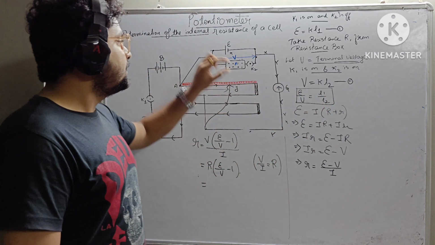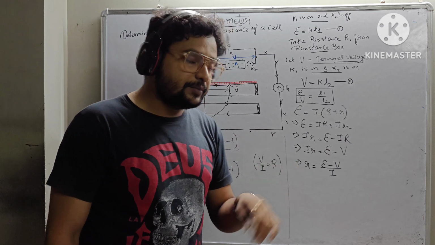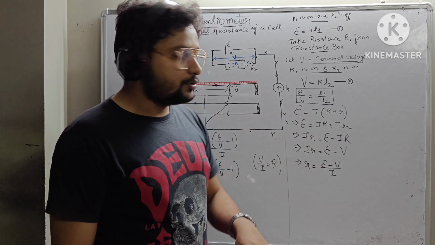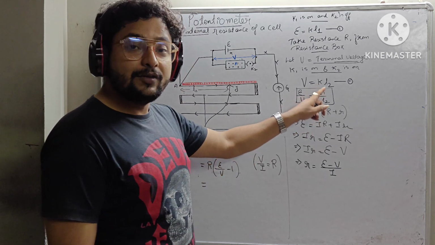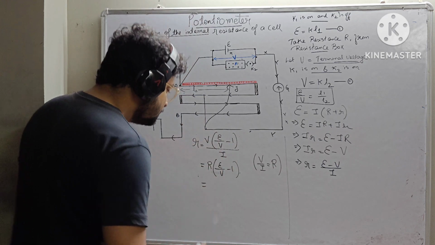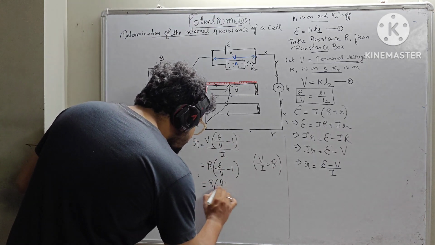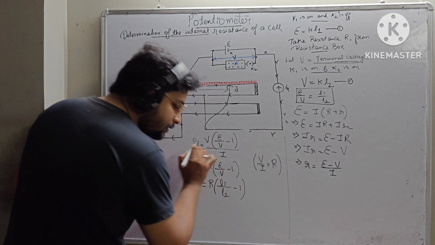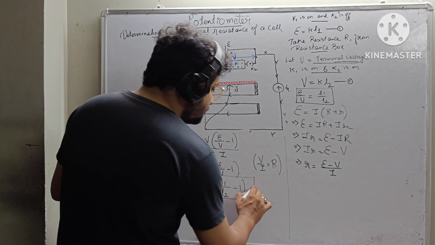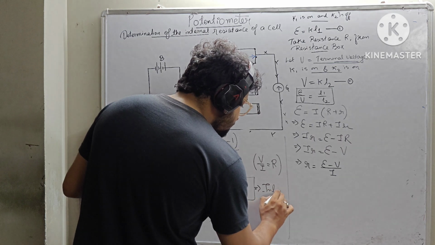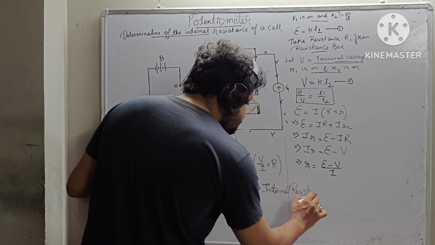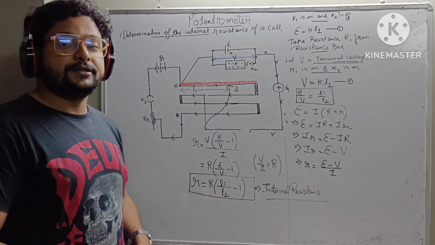Now see over here, I don't know the EMF. V also I don't know. So E by V we can replace by L1 by L2, because we know the length at which we got the null point. So small r equals R into (L1 by L2 minus 1). So this will be the internal resistance of the cell. This is your internal resistance.